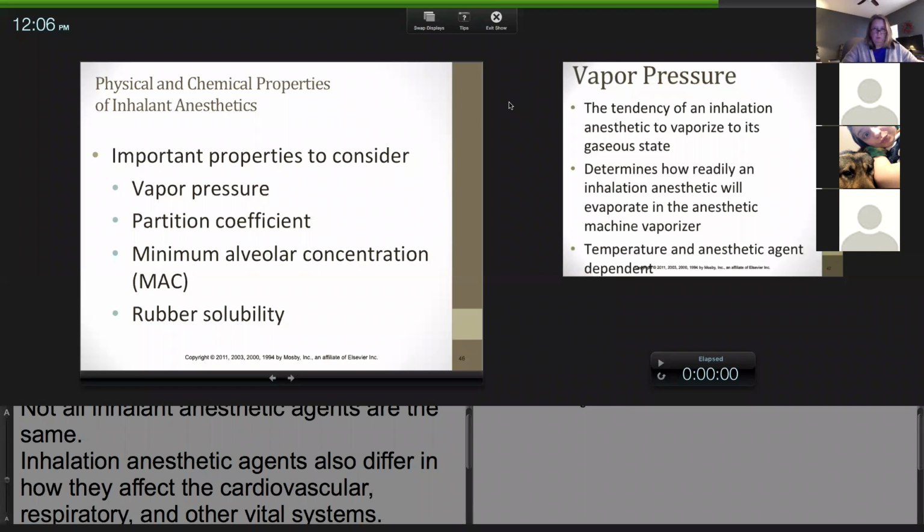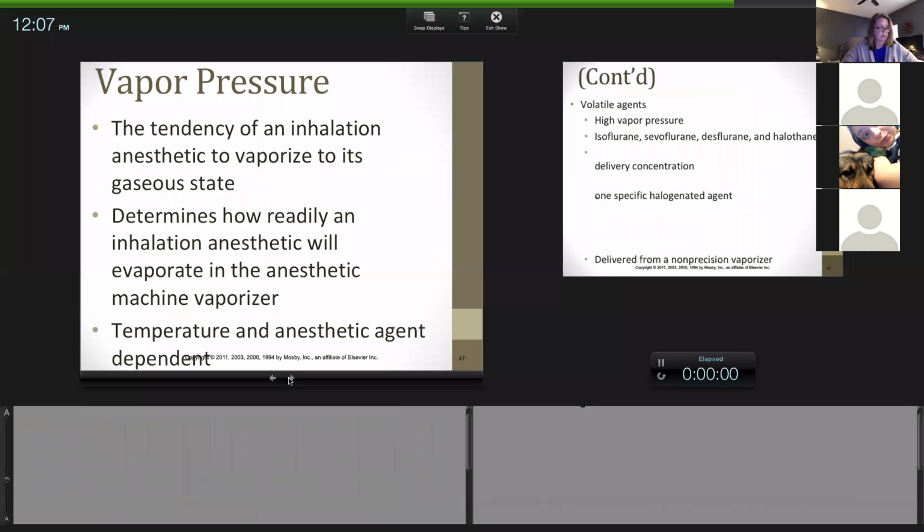Okay, so remember when we talk about inhalants, there's properties that determine how agents work, how we use them. So when you talk about the properties of inhalants, vapor pressure, partition coefficient, MAC, and solubility are all pertaining. And vapor pressure, it's the tendency that it turns into a gas.